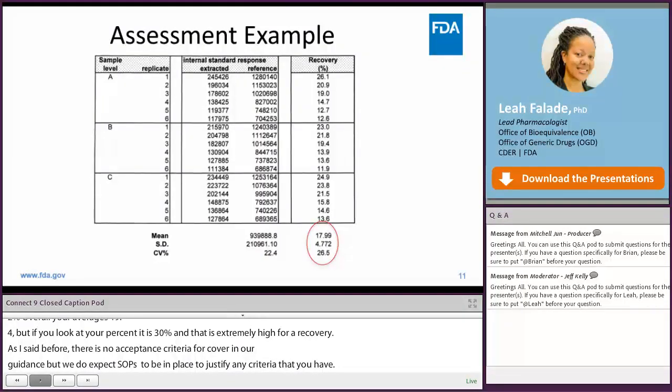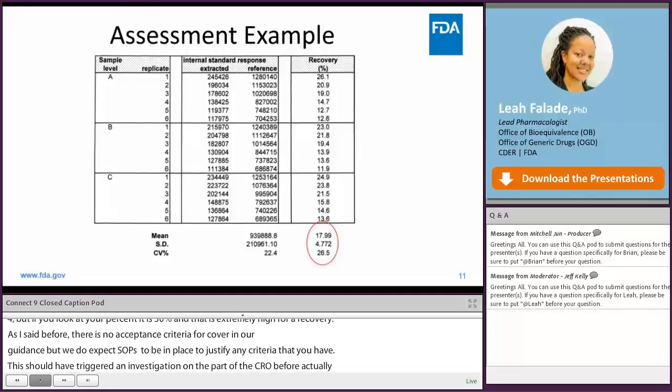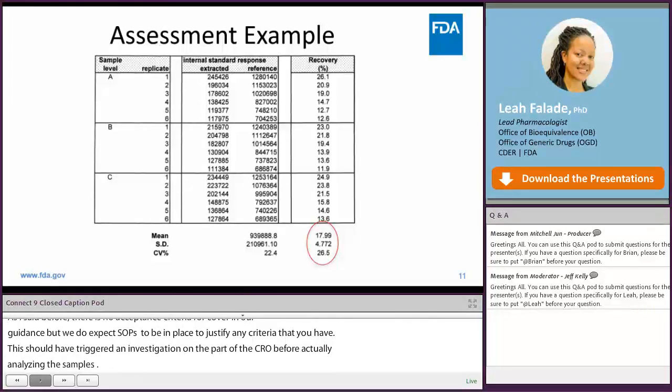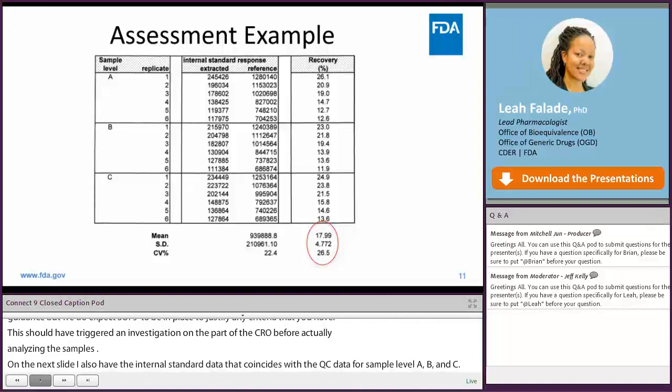So on the next slide, I also have the internal standard data that coincides with the QC data for sample level A, B, and C. So as you can see, within each run, the recovery for the internal standard is also decreasing over time. So the average recovery at all three QCs was 17.99%. However, the percent CV was extremely high at 26.5%.